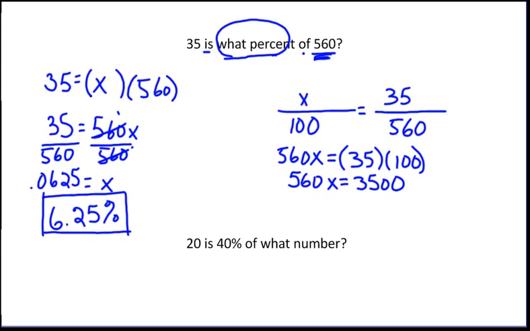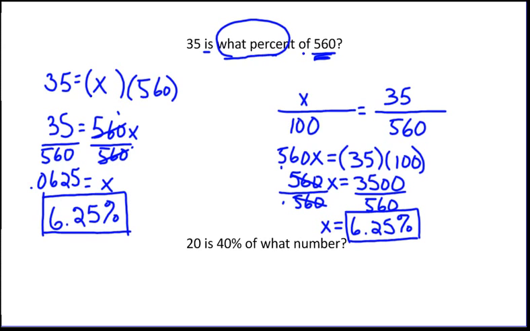Now we will divide by 560 on both sides to get the x alone, and I end up with 6.25. And let's put the percent on there because that's what was asked for.